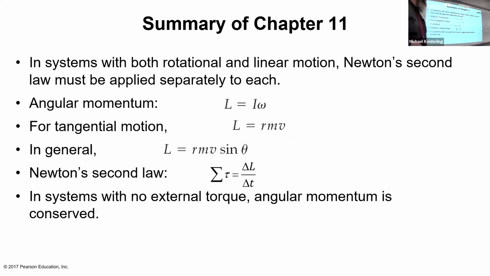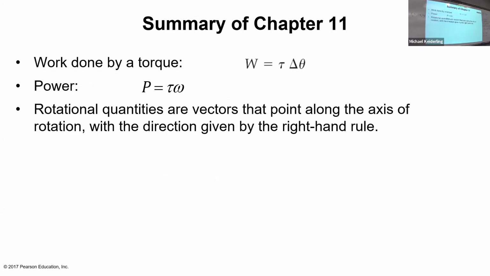There. Angular momentum, L is equal to I omega. For tangential motion, that's radius times mass times velocity, or in general, for a point object, it's radius times mass times velocity times the sine of the angle between the velocity and the radius. Newton's second law is torque equals change in angular momentum over time. And in systems with no external torque, angular momentum is conserved. The work done by torque is torque times delta theta. Power is torque times omega. And rotational quantities are vectors that point along the axis of rotation with the direction given by the right-hand rule.